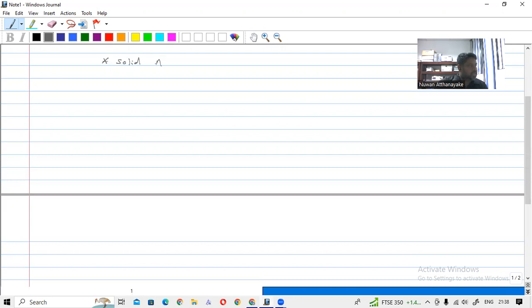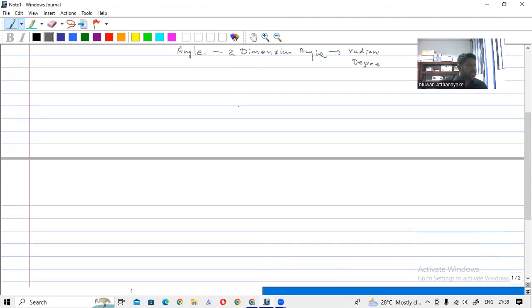Solid angle. So normally we know what is angle, no? Normally we are dealing with two-dimension angles. Up to now we have dealt with two-dimension angles. We can use radians or degrees to measure a two-dimension angle.